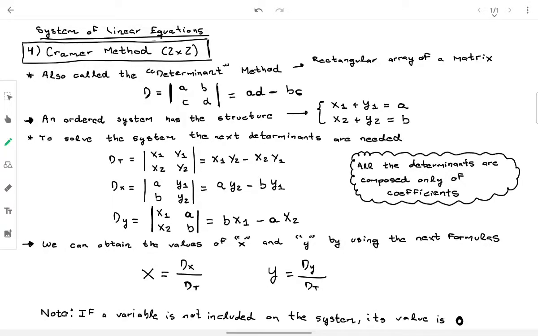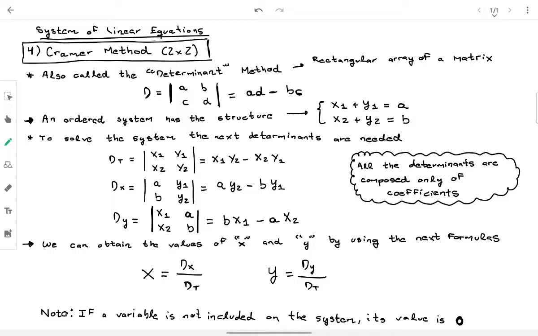So today we will continue with the next method for solving systems of linear equations. It's going to be the Cramer method, or also called the Determinant method. We will see it today for a 2 by 2 system. A determinant is a rectangular array, a matrix.